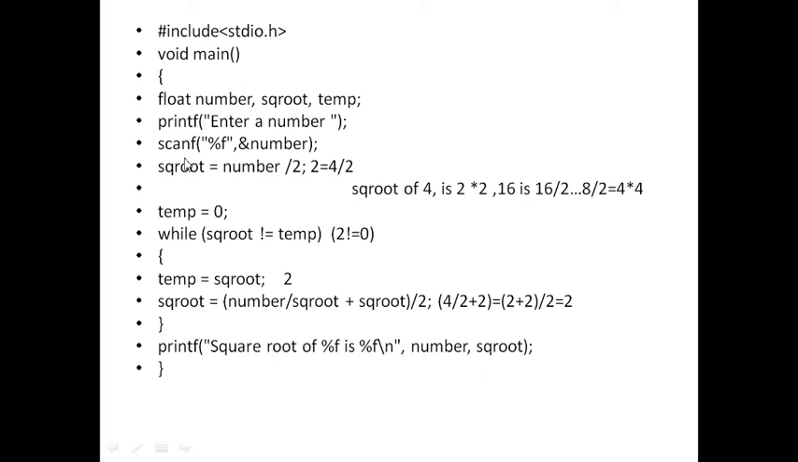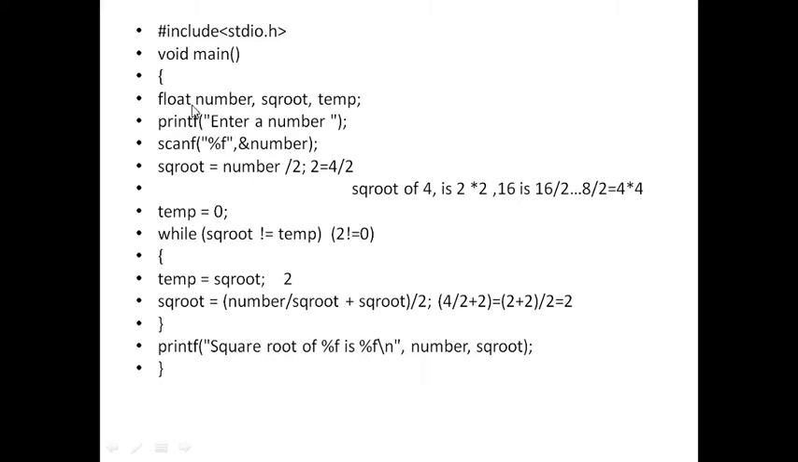This is the program that has been written to find the square root of a number. Here it starts with #include <stdio.h>. #include, it's an input output header file, and void represents there is no return type, and main is a function where the program starts. You have open braces.